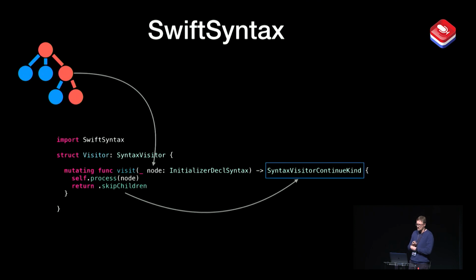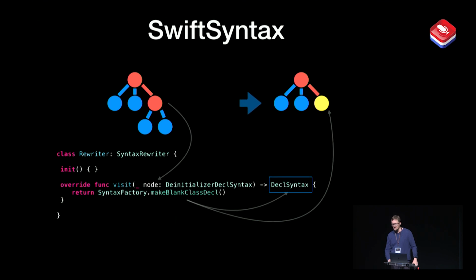To give you an example, I created a visitor that is interested in processing the initializer declaration only, which is init. For that, I implemented just a single method, visit initializer declaration node. At the end, I can decide whether a visitor should iterate over its children or not. In my example, I just skip it, so I can save some CPU cycles because I was only interested in this one node.